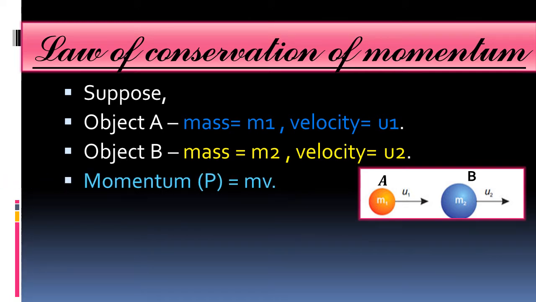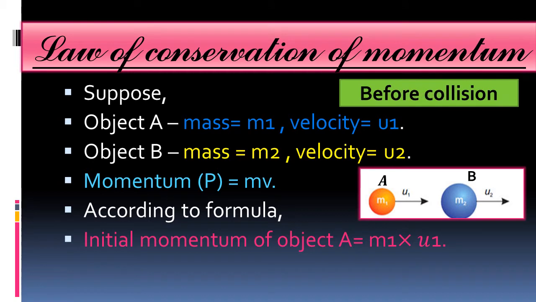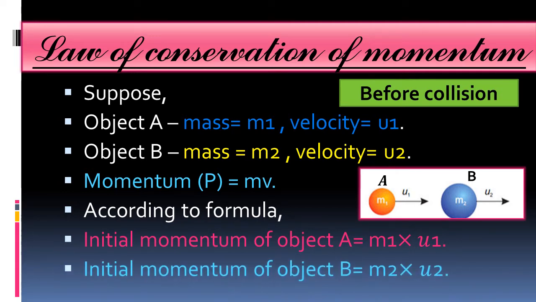According to the formula of momentum, now what is the formula of momentum? It is the product of mass and velocity, that is mv. So the initial momentum of object A will be m1 into u1, because the mass is m1 and velocity is u1. This is before collision, that means these two objects are not in contact yet. The initial momentum of object B will be m2 into u2.